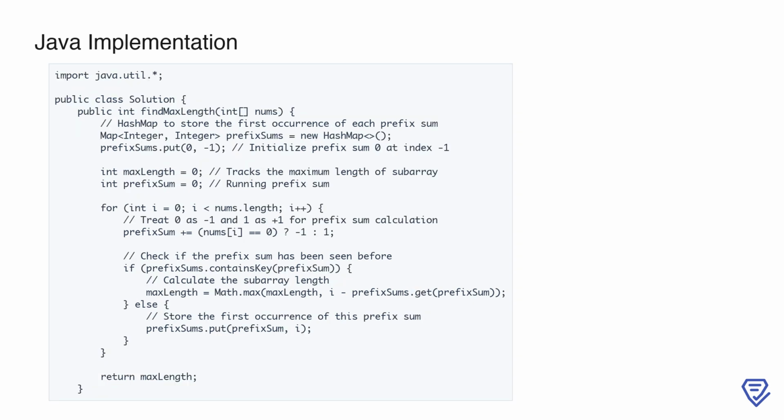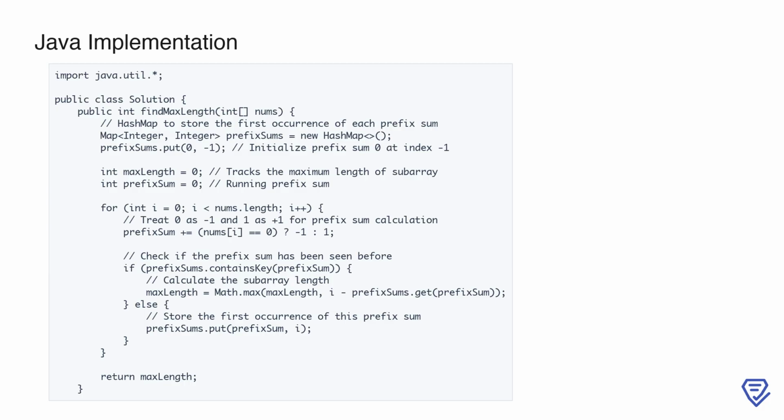Here, we start by importing the necessary packages and defining our solution class. The main method here is findMaxLength, which takes an integer array nums as input. The goal is to find the maximum length of a contiguous subarray with an equal number of zeros and ones. To achieve this, we use a hash map called prefixSums to store the first occurrence of each prefix sum. This map helps us efficiently track when the running prefix sum has been seen before.